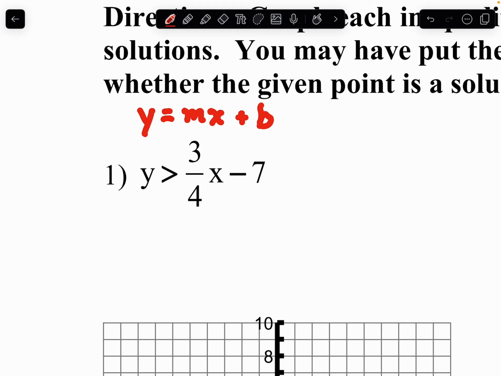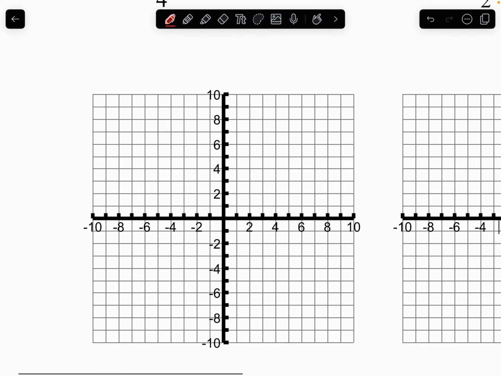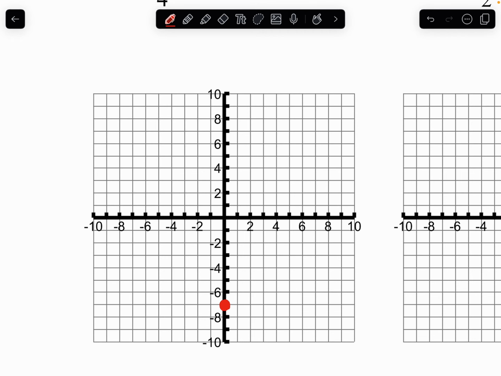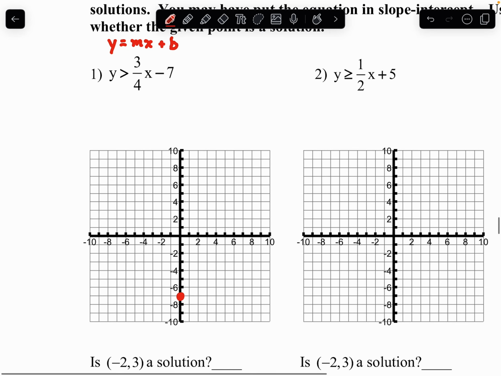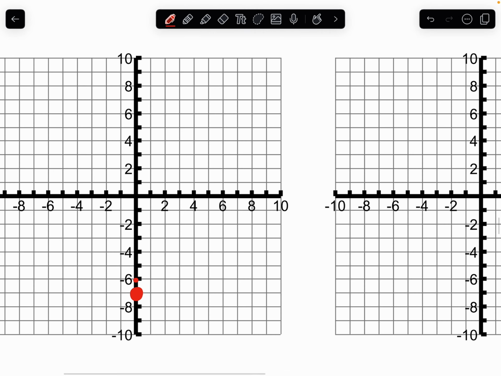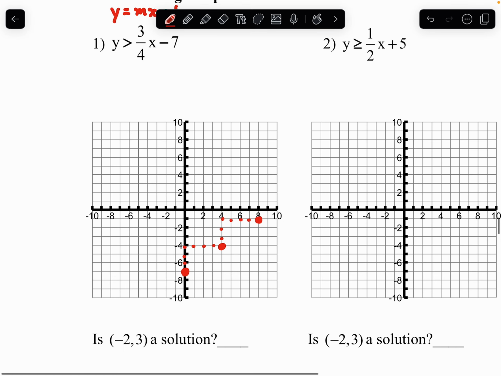So this -7 is my y-intercept down here, and then I'm going to count up 3 to the right 4. So 1, 2, 3, 1, 2, 3, 4. And then you're going to lay your straight edge down.